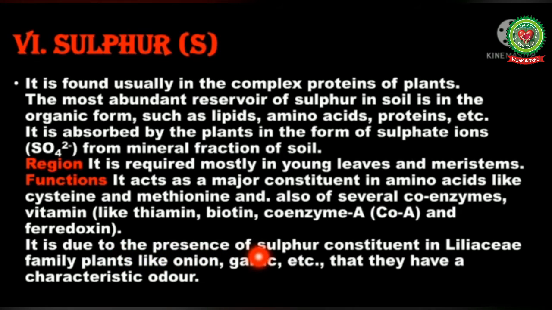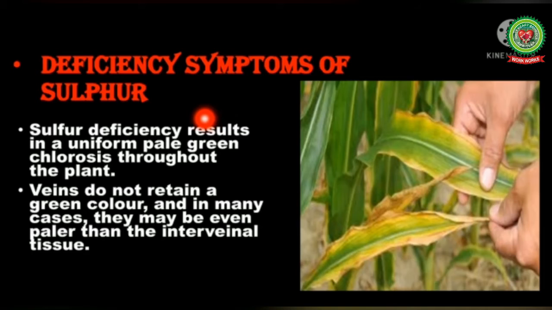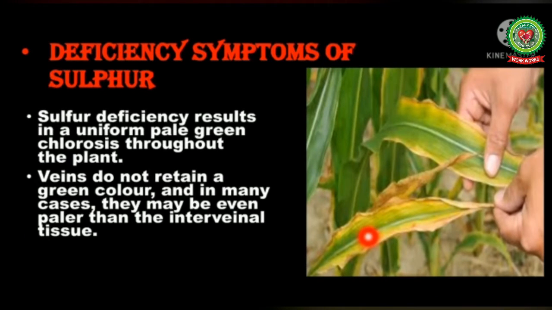Deficiency symptom of sulfur. Sulfur deficiency results in uniform pale green chlorosis throughout the plant. Veins do not retain a green color, and in many cases they may be even paler than the interveinal tissue. You can see here the interveinal region is more green than the venal region.